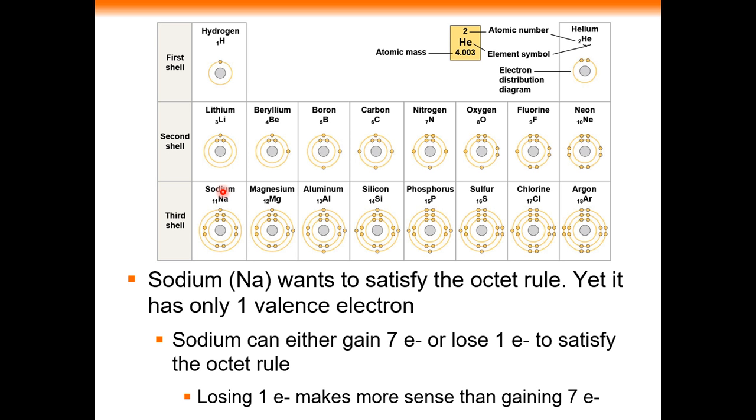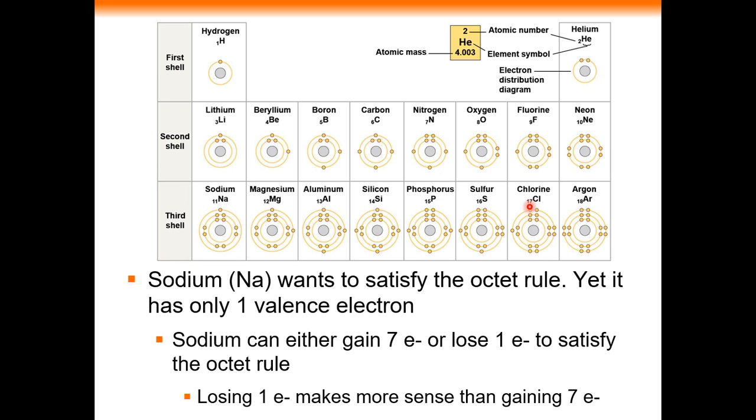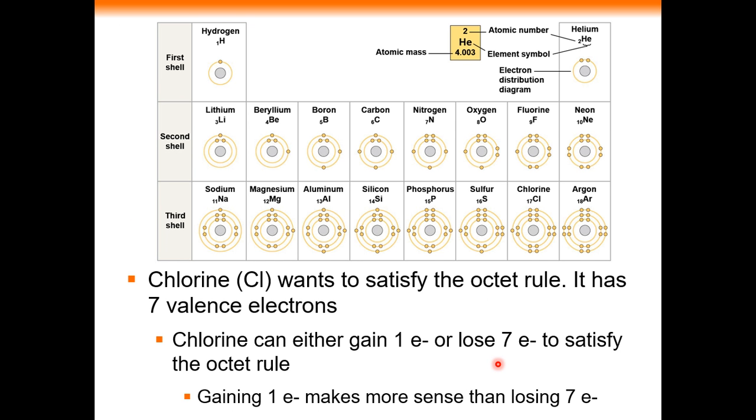Now a lot of you are saying, but 1 valence electron minus 1 electron is 0. And you are correct, but if you look at this, here's the outer shell. If you lose that electron, then you just go to the next shell, kind of like we saw here. You lose this outer shell, and now this shell becomes the outer shell, and there's 8 electrons here. So sodium could either gain 7 or lose 1, and losing 1 just makes more sense than gaining 7. So it does that.